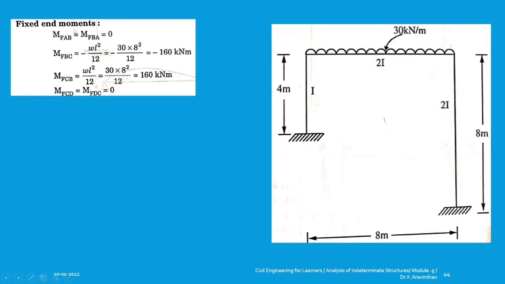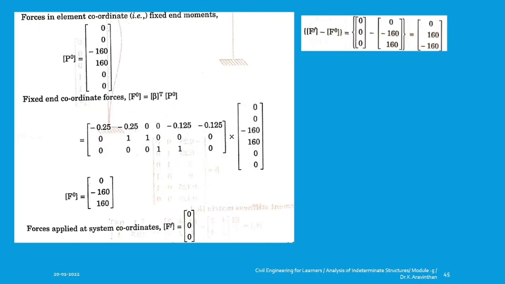Okay. Now the step is fixed end moments. Since A and B don't have any load, similarly C and D don't have load, you will be having 0 bending moment, and you will be having the bending moment for the beam component only, that is minus 30 into 8 square divided by 12 and plus 30 into 8 square divided by 12, which the answer will be minus 160 and plus 160. Okay, now coming to step 4, forces in element coordinates are the fixed end moments. So at the column member you have 0, at the other column member you have 0, and for the beam member you have minus 160 and plus 160.